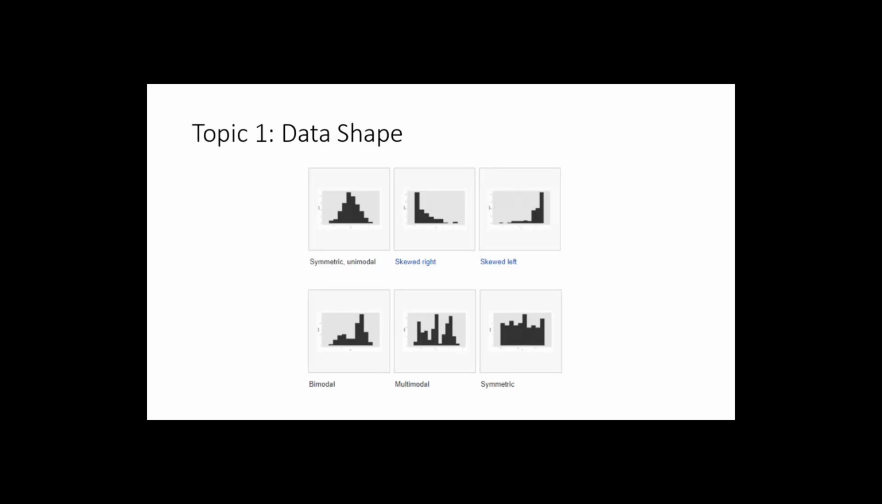Okay, so this slide's kind of nice just to give you an idea of what you might see with data shape when you do these kinds of distributions. Symmetric, unimodal is essentially your normal distribution. You can see it goes up in the middle, comes down on the edges. Unimodal means that it has one peak, right in the middle in this case. We talked about this. Skewed right means long tails on the right. See, I'm even messing that up. Long tails on the right. Skewed left is long tails on the left.